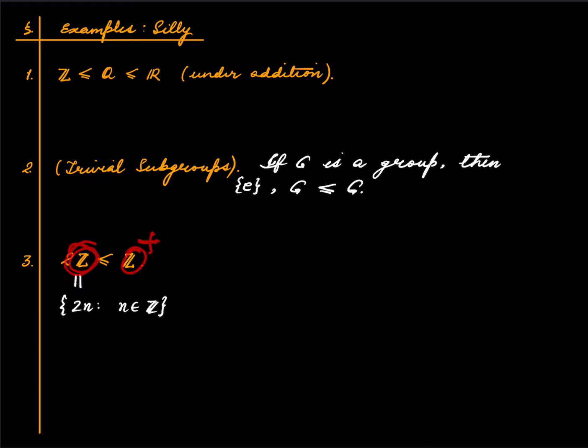Yes, we were talking about Z under addition. Similarly, dZ is a subgroup of Z, where d is just any integer. It could also be 0. In case d is 0, then this is the trivial subgroup. All right. Fine. So these are some very simple examples.